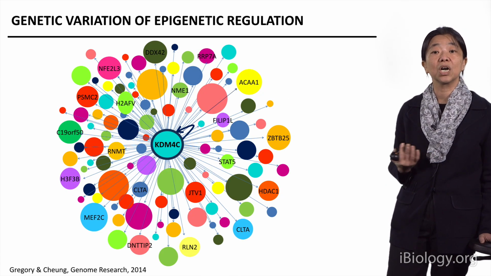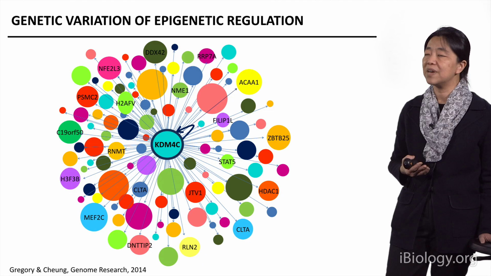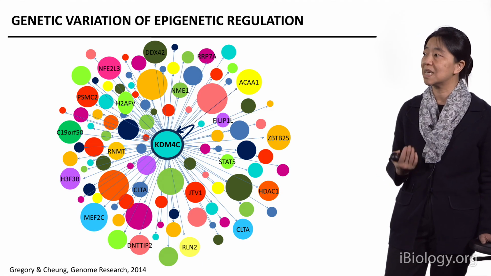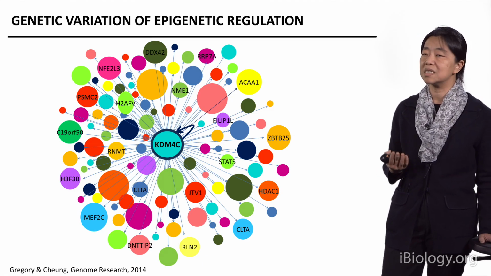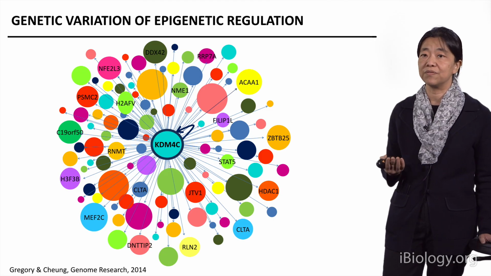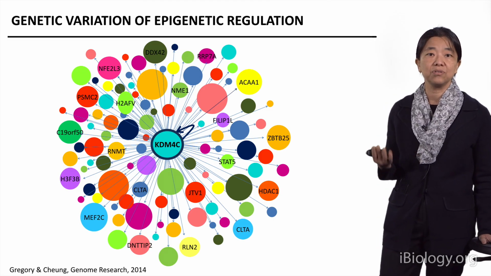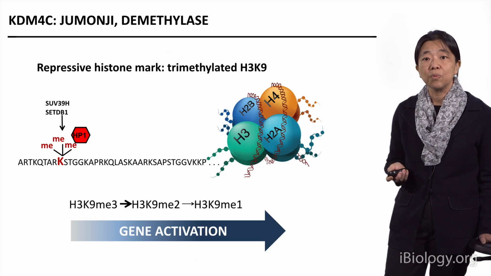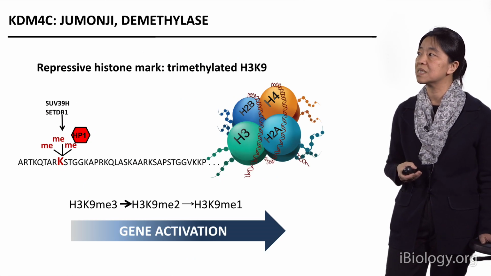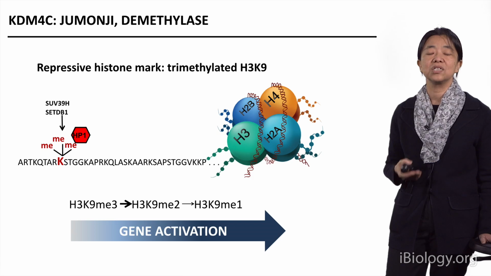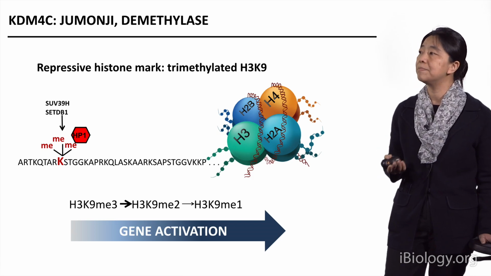Now let me give you one concrete example. We found through this genetic mapping that KDM4C is a master regulator for the expression level of hundreds of genes. So what's KDM4C? KDM4C is a demethylase in the Jumonji family.